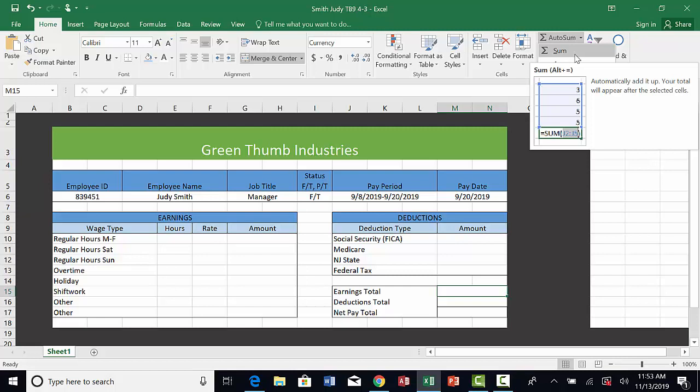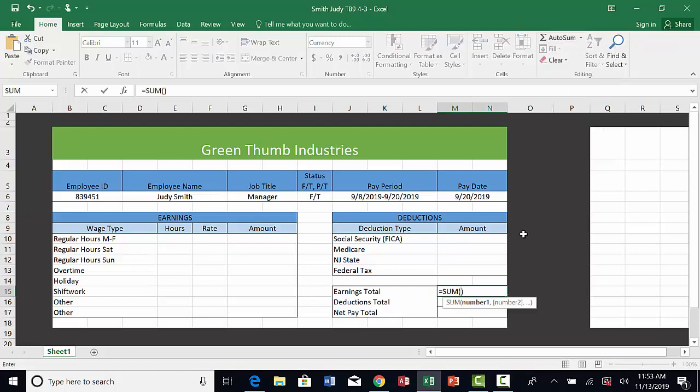Instead of typing the cell address in this formula, we're going to select the range of cells, and the amounts are going to be in this column. So I'm going to click in the first cell and drag down. You should see a green dashed line around the cell range. Press Enter to confirm the range and the answer will appear in cell M15.